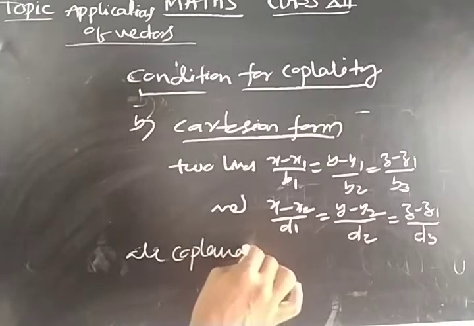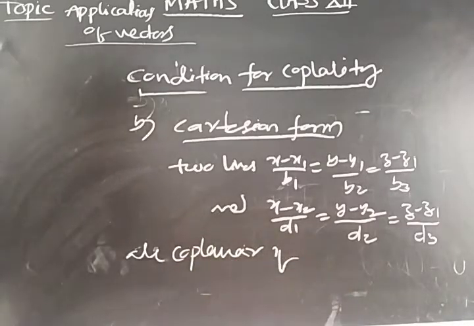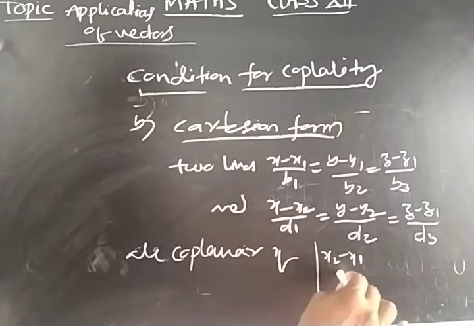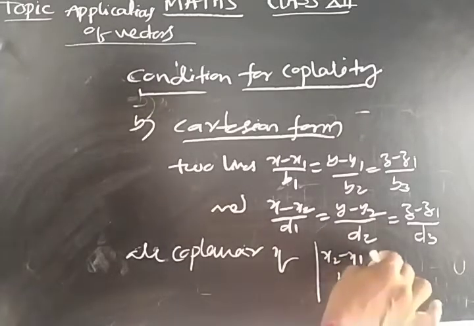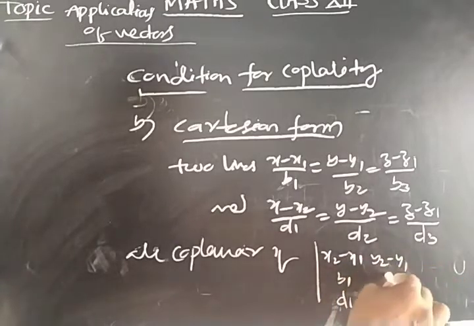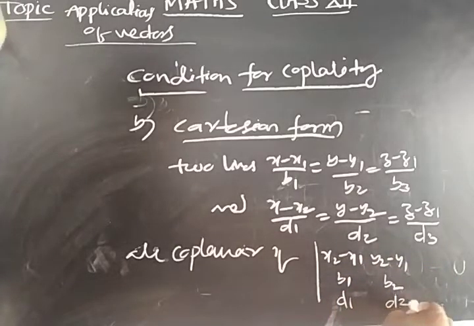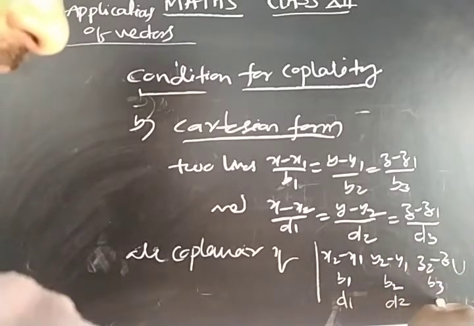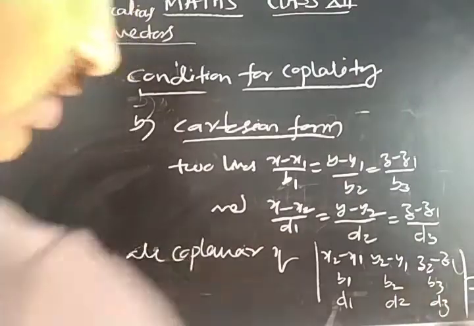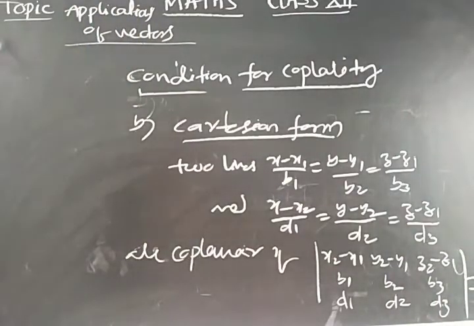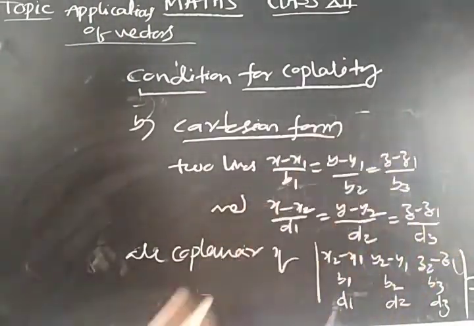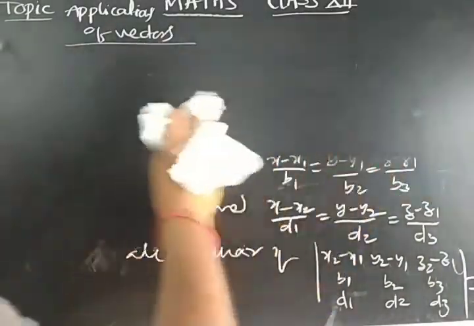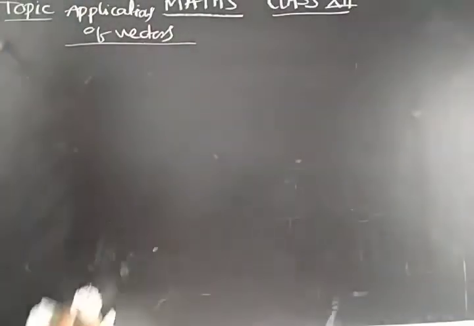are coplanar if the condition is that the determinant with rows x2 minus x1, b1, d1; y2 minus y1, b2, d2; z2 minus z1, b3, d3 should be equal to 0. If the determinant is equal to 0, then these two lines are known as coplanar lines, right? These are the conditions for coplanarity in vector form and in Cartesian form.